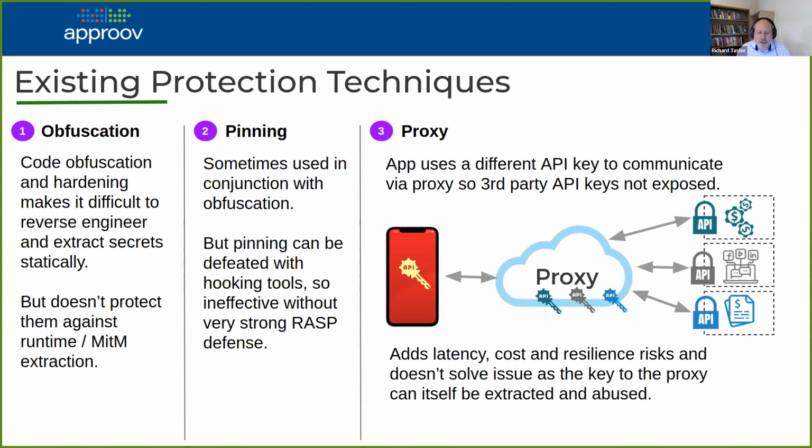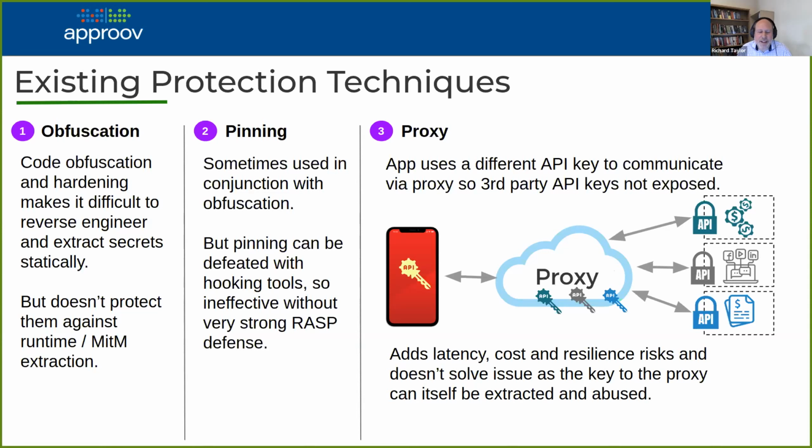Pinning is also used in apps, which is essentially a way of saying to the app, only trust certain certificates when you make a connection to the back end. So this essentially stops the man-in-the-middle route being used directly.